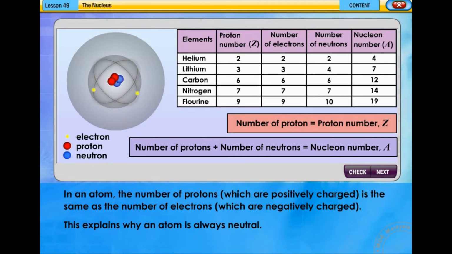In an atom, the number of protons, which are positively charged, is the same as the number of electrons, which are negatively charged. This explains why an atom is always neutral.